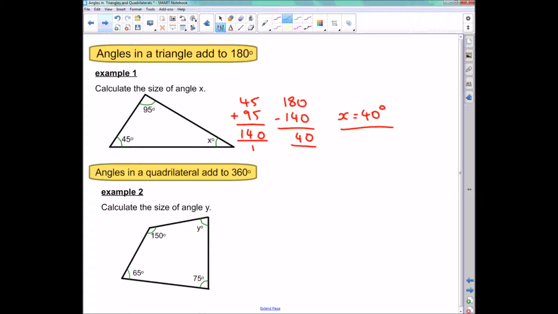Exactly the same for the quadrilateral. Again, I'm going to add up all of the values that have been given to me. 5 and 5 is 10. 5, 7 and 6, and that extra one is 19. 1 and 1 is 2, so I get 290. Now I'm just going to take that away from 360, and I'll get my answer, which is 70. So that means that y is 70 degrees.